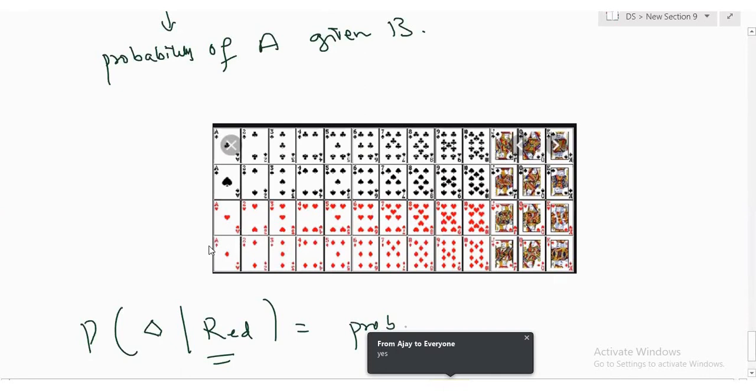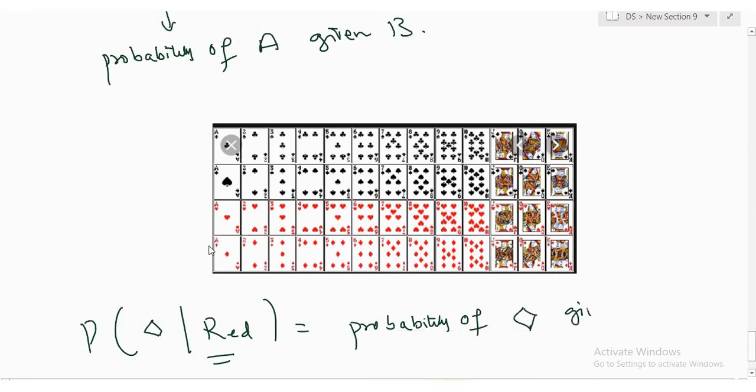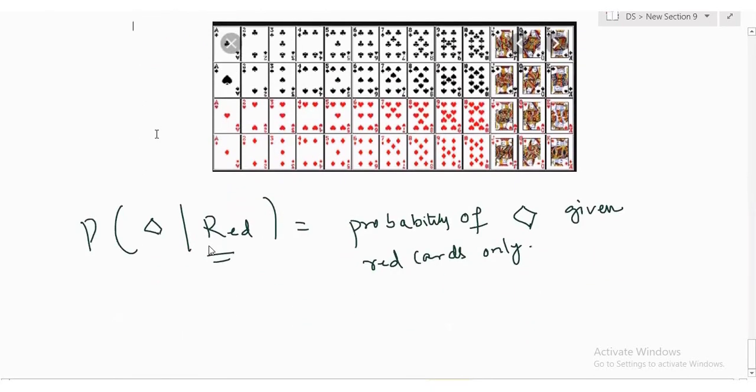So what is the meaning of this? Probability of diamond given red cards only. I'm giving only red cards, and from that you pick one. What is the chance that I am going to get a diamond? That's what I am asking. Now what will this probability become? 26 only, no? Yes or no? So what is this probability? 1/2, 50%.